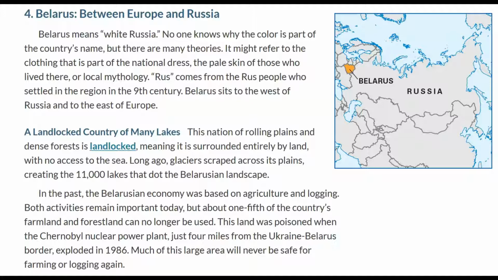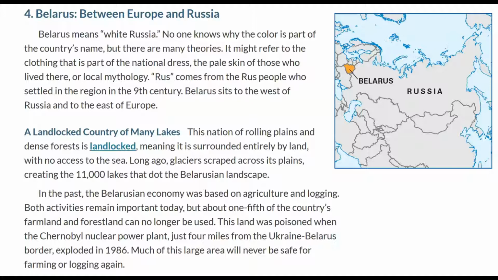Belarus sits to the west of Russia and to the east of Europe. This nation of rolling plains and dense forests is landlocked, meaning it is surrounded entirely by land with no access to the sea. Long ago, glaciers scraped across its plains, creating the 11,000 lakes that dot the Belarusian landscape. Can you imagine that small little area there that they're showing with 11,000 lakes in it?